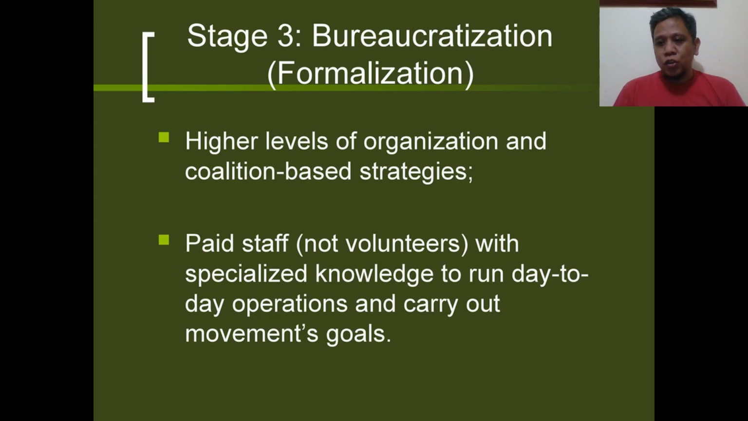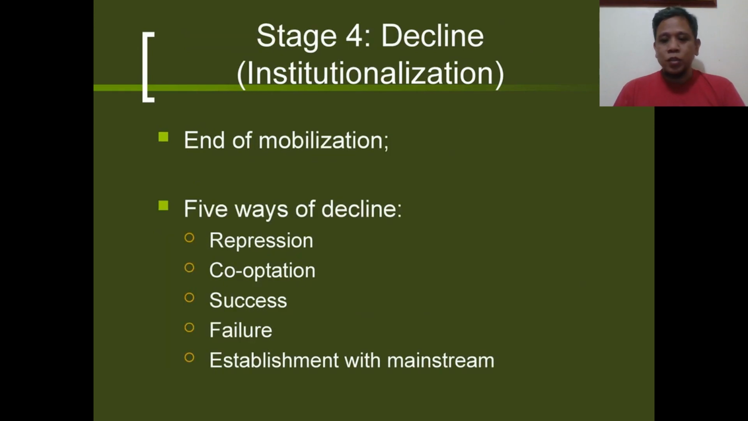As movement organizations bureaucratize, they may well reduce their effectiveness by turning from disruptive activities that succeeded in the movement's earlier stages to more conventional activity, working within the system instead of outside of it. Okay, and at the same time, if movements do not bureaucratize to at least some degree, they may lose their focus and may not have enough money to keep going. Okay, so in stage four, which is the decline, this is usually the end of mobilization.